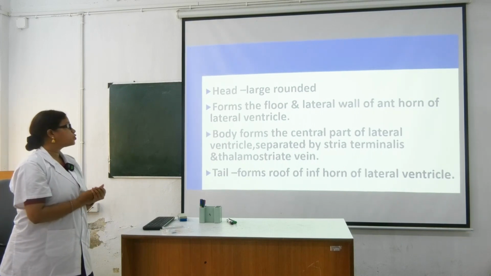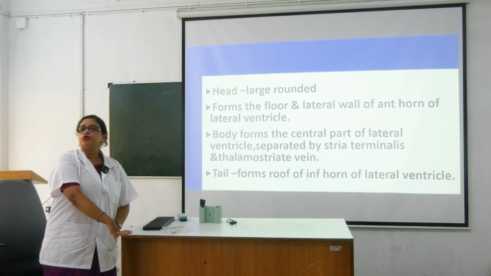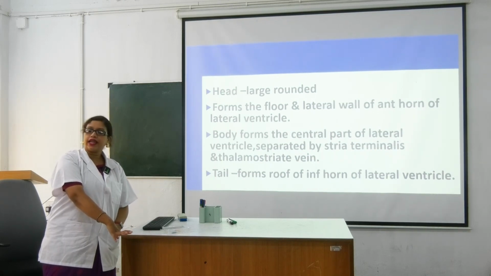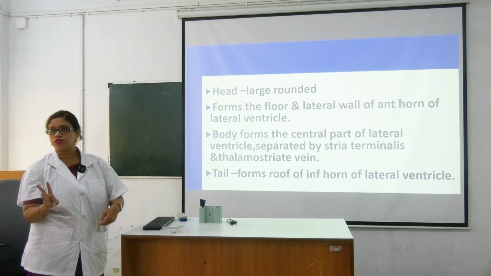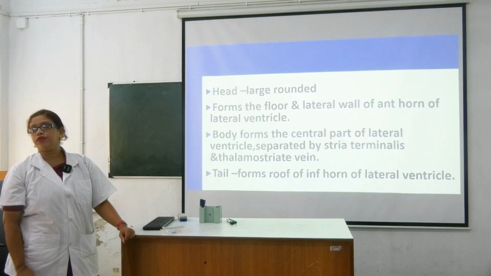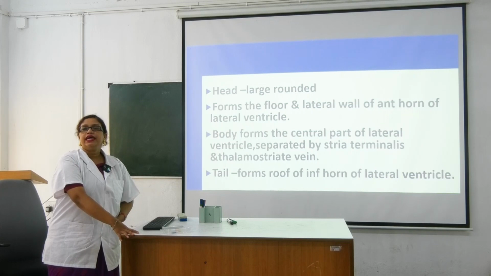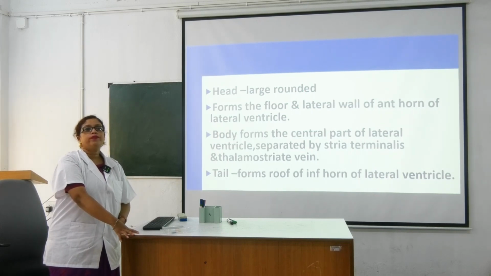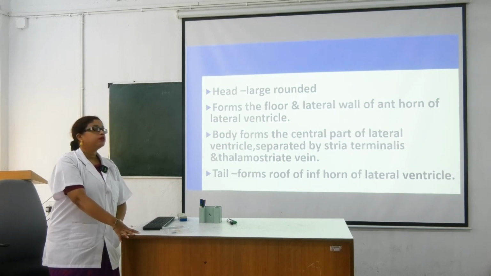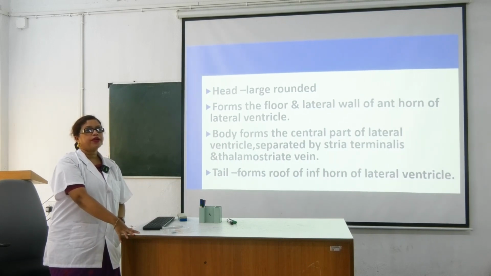Then the last one is the tail. It is from the posterior horn roof or posterior of the inferior horn. The lateral ventricle has how many horns? Three horns: anterior horn, posterior horn, inferior horn. So it is related to the inferior horn. Write it down. The tail is forming the roof of the inferior horn of the lateral ventricle.